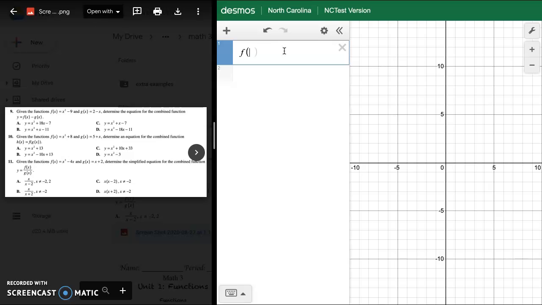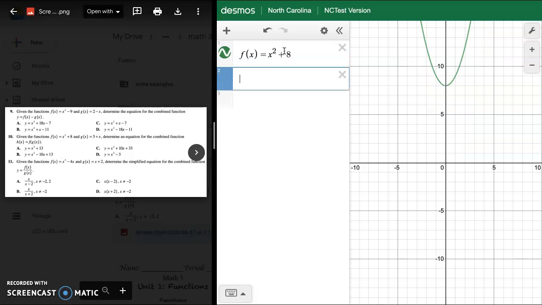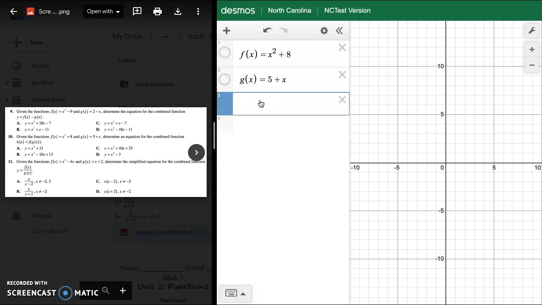So I'm given the function f of x is equal to x squared plus 8. I'm given the function g of x is equal to 5 plus x. Again, I'm not concerned about them by themselves. Determine an equation for the combined function h of x is equal to f composed of g of x.